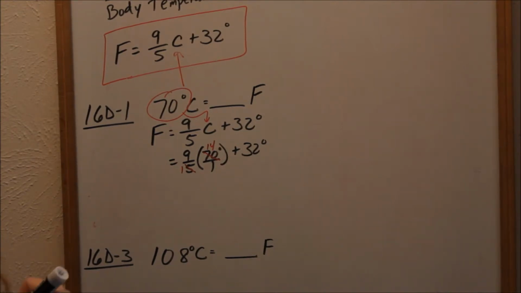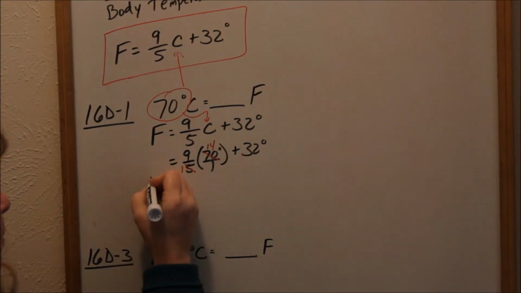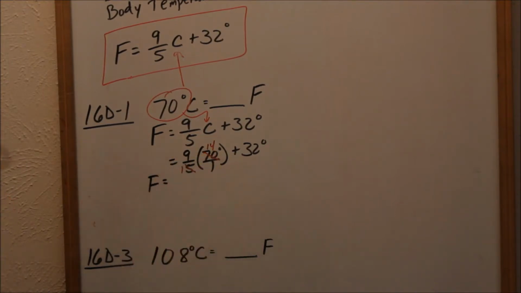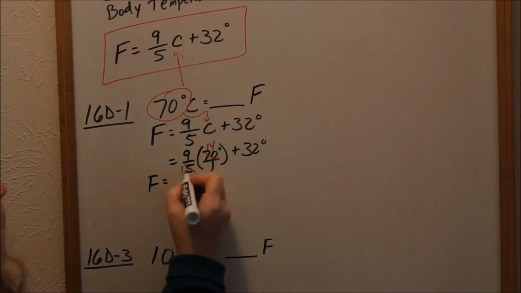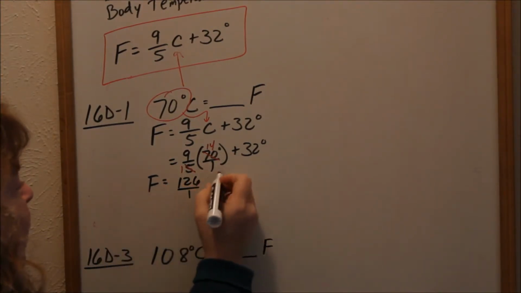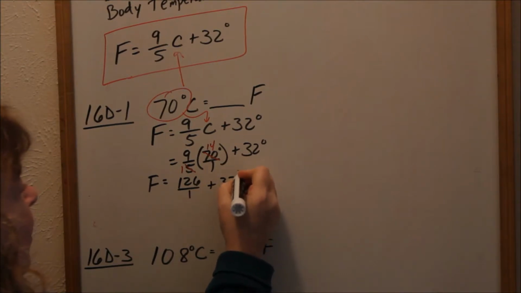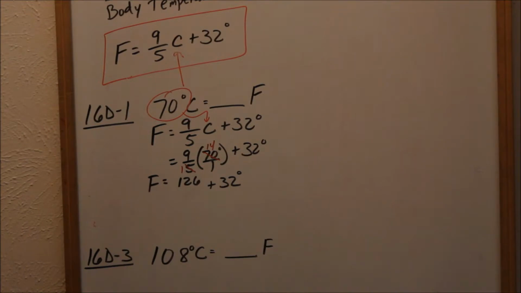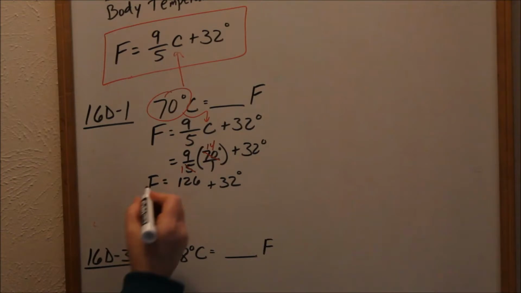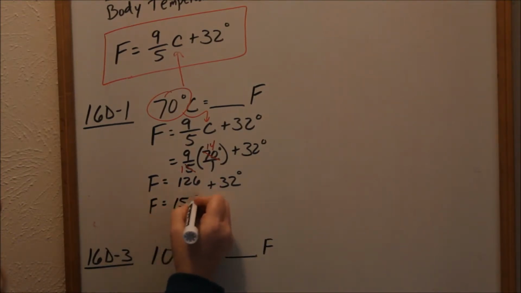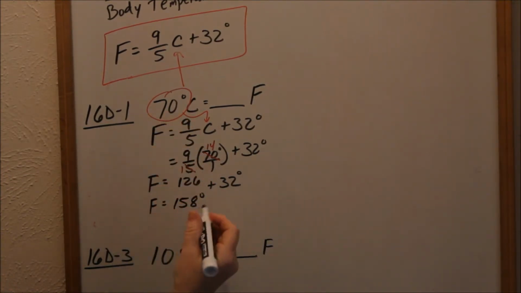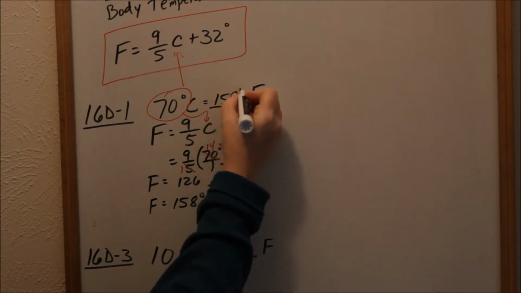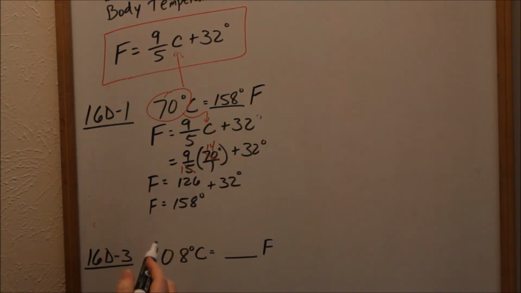Now when you multiply fractions, you're just multiplying straight across. So that would be 9 times 14, 126 over 1 plus 32. Well, 126 divided by 1 is just 126. So now we can take 126 and then add 32 to it, and that is 158 degrees. So 70 degrees Celsius is the same as 158 degrees Fahrenheit.